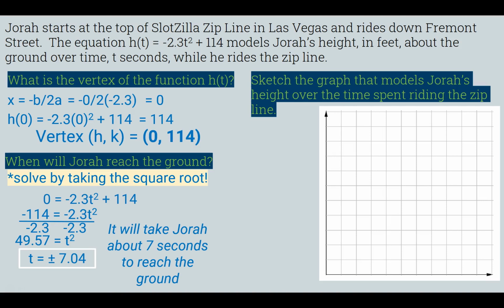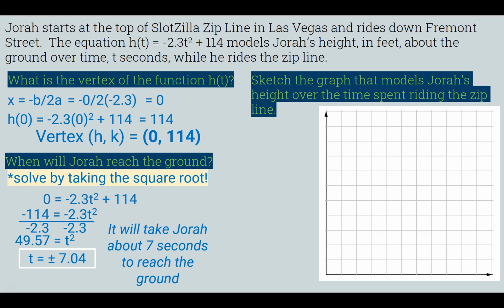Now, how come I said it's only going to take about 7 seconds to hit the ground, but I just totally left out the negative 7 seconds? Because you can't go negative time. So we know he is starting at 114 feet above the ground. We know it's going to take 7 seconds to hit the ground. We have the 2 points, the beginning and the end.